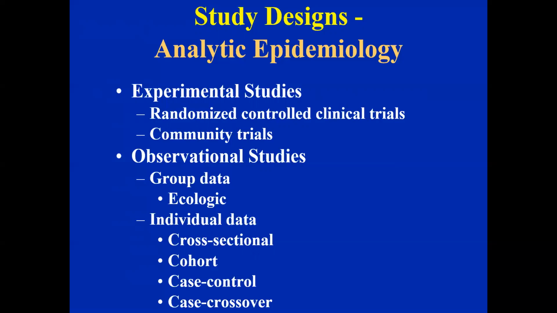So I think those are the main types of our analytic studies. Experimental, we have our randomized control clinical trials and our community trials. Our observational studies, we have for grouped data, which is ecologic. And then at individual level, we have cross-sectional, cohort, case control, and case crossover studies. So we're going to go in detail one by one for these studies.